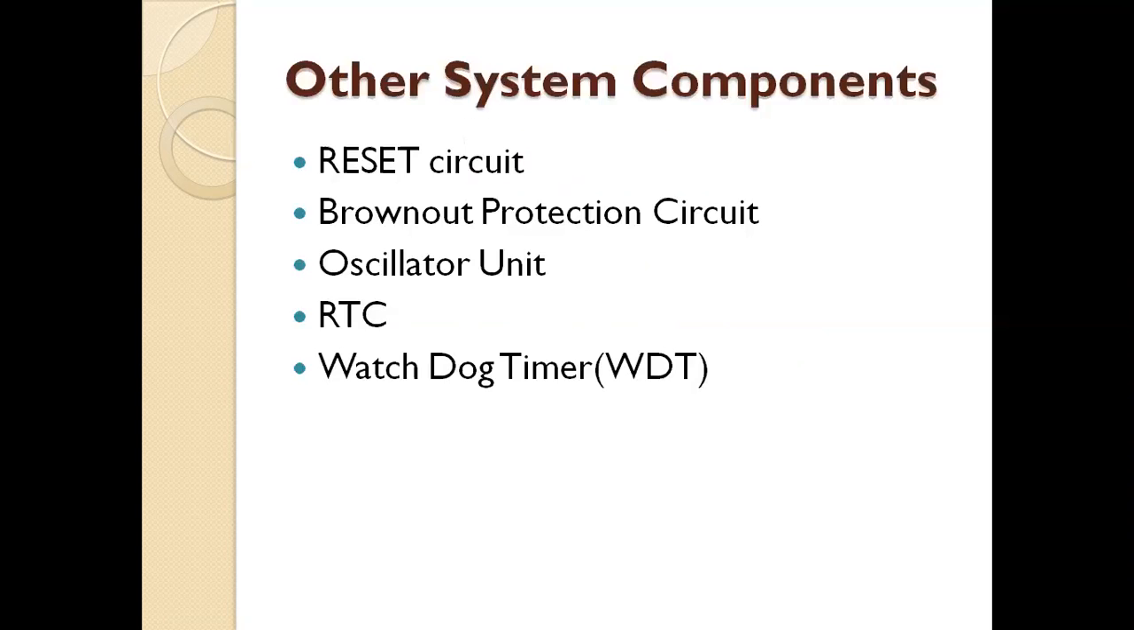Again, this is another part, that is other system components, which are required for an embedded system. Either they may be inbuilt or we can provide them externally, which is very essential for an embedded system. So this is the last topic, other system components. What are these other system components? They are the reset circuit, brownout protection circuit, oscillator unit, RTC, that is real-time clock, and watchdog timer. So let us see one by one.